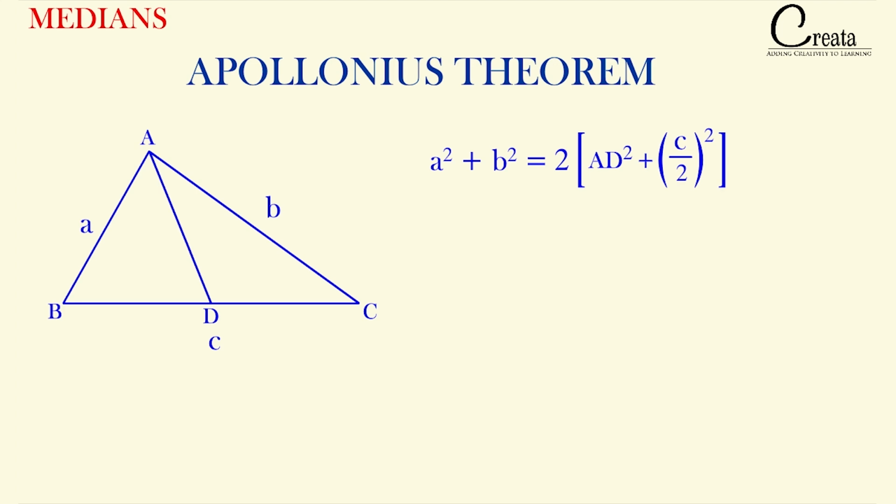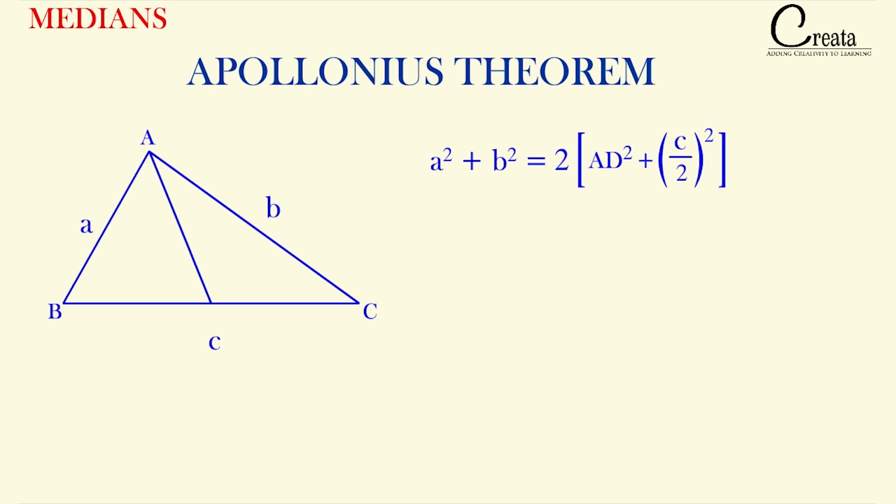As per this theorem, a square plus b square is equal to twice of (c by 2) whole square plus AD square. Here a, b and c are the three sides of the triangle. A square plus b square, that is the sum of squares of two sides of the triangle. Here we have taken the side a and side b, is equal to twice of (c by 2) whole square, where c is the third side, plus AD square. AD is the median between the sides a and b. Here we have taken the median which is between the sides a and b. This is the Apollonius theorem.